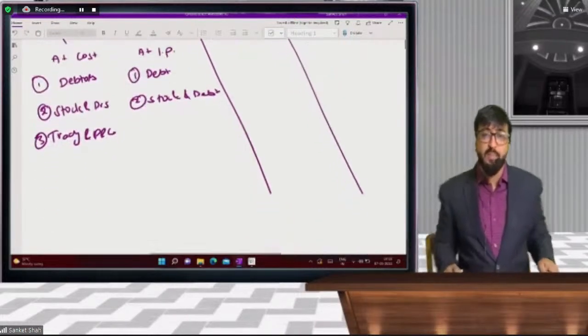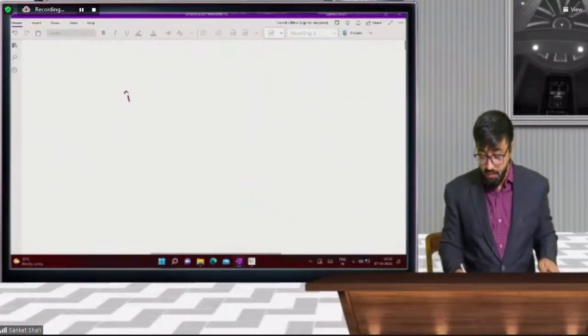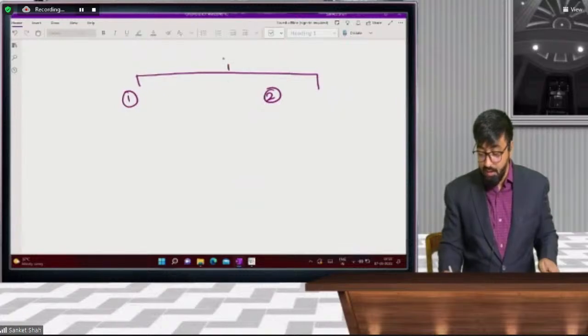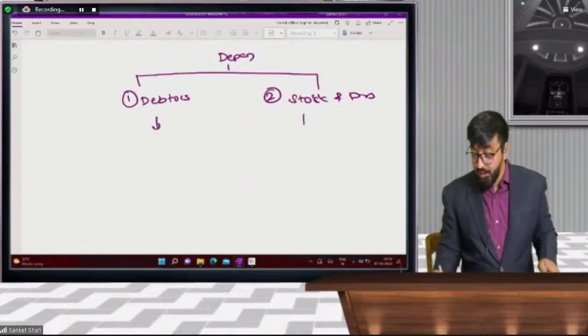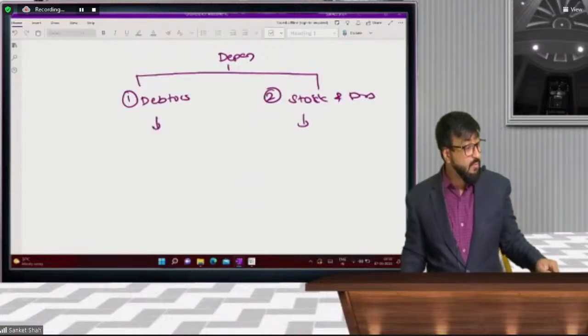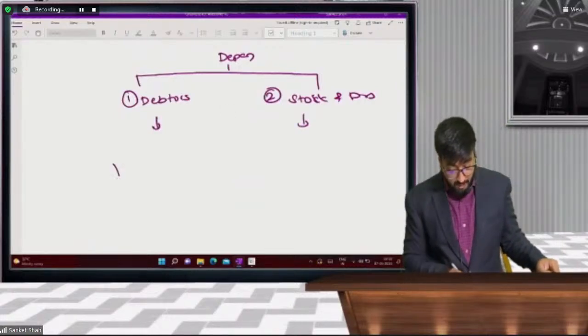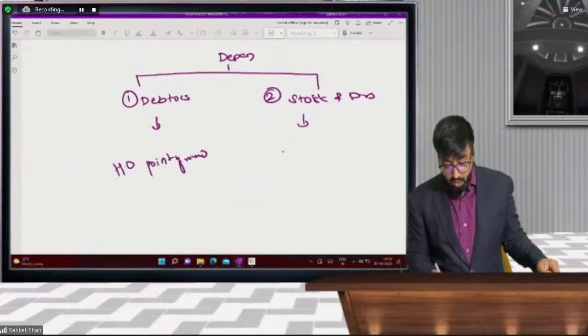Okay, so now in dependent branch, Sanket sir has given you two techniques. What are the two techniques? One is debtors method and second one is stock and debtors method. In debtors method, you always think from whose angle? HO point of view. So we think from the HO point of view in case of debtors method.